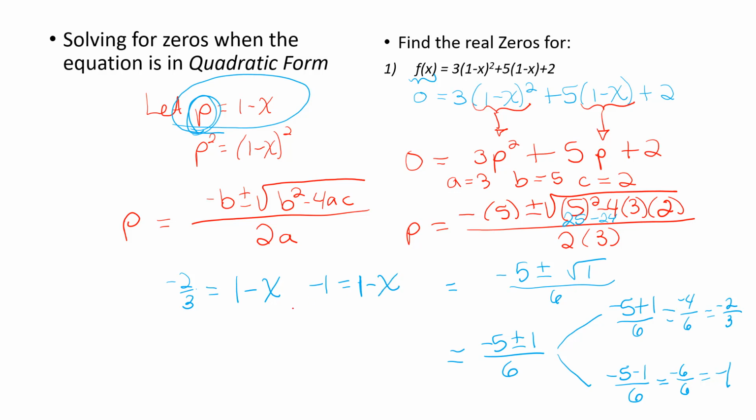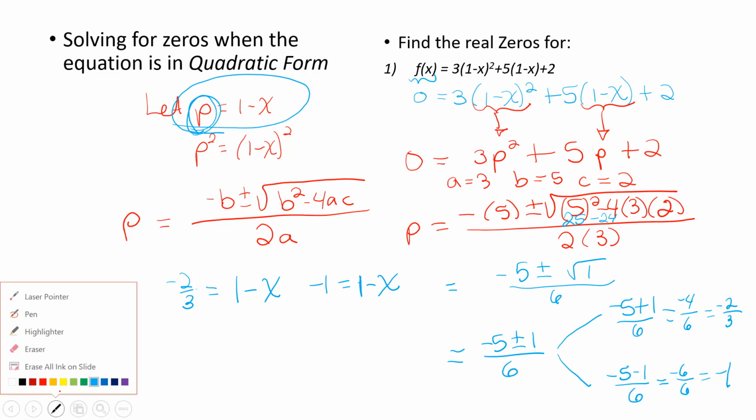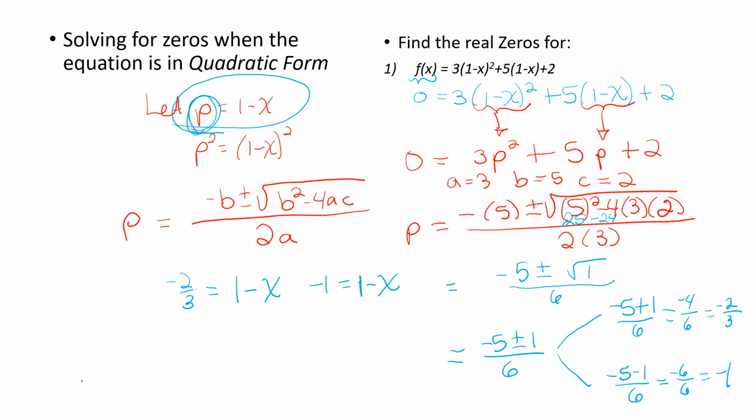If we solve these, we get our x, which would be our 0 for the original function. So now let's go ahead and solve for x in each of these. So on the first one here, I'm going to subtract 1 from both sides.